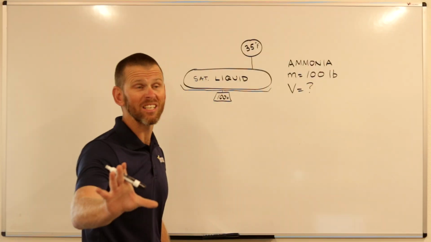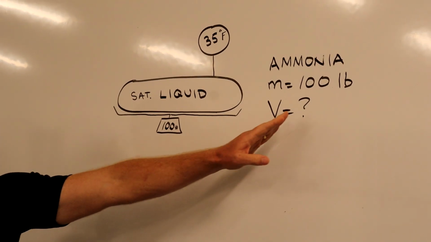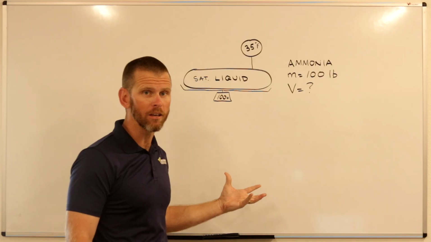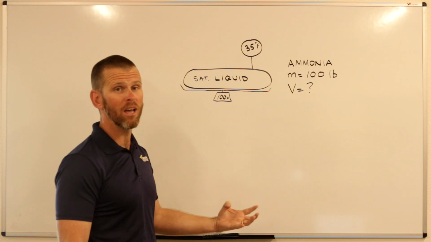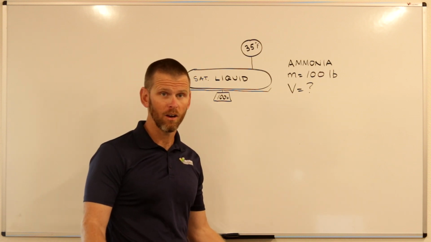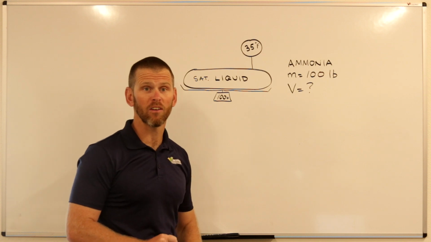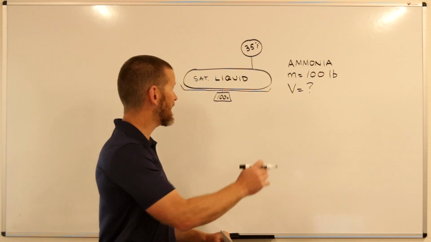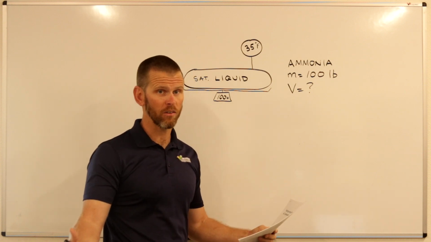Okay, in this example, we have a similar problem as the last one, except this time we're told the mass because we put our vessel on a scale and we're able to weigh the ammonia. That's what I'm kind of depicting here. And we know we have 100 pounds of ammonia, okay? And it's a liquid, saturated liquid ammonia that's 35 degrees Fahrenheit. And we need to figure out what volume container do we need to have to hold that liquid ammonia that's saturated at 35 degrees Fahrenheit.